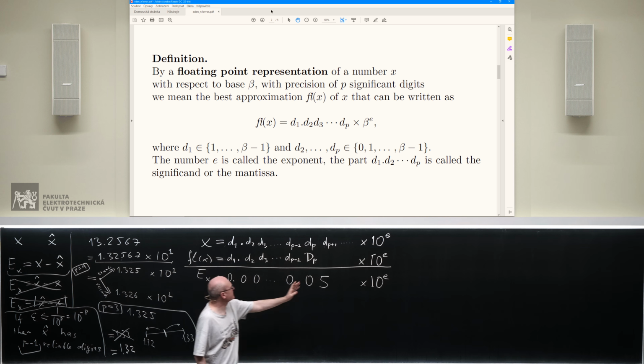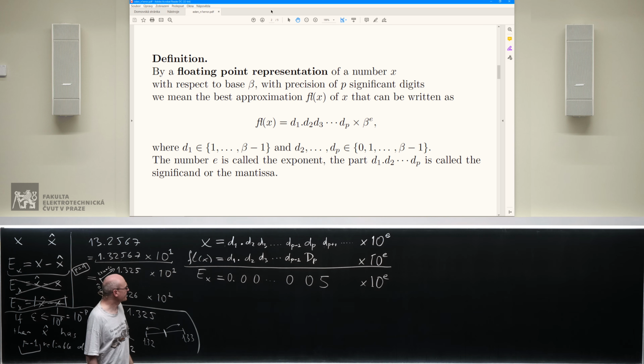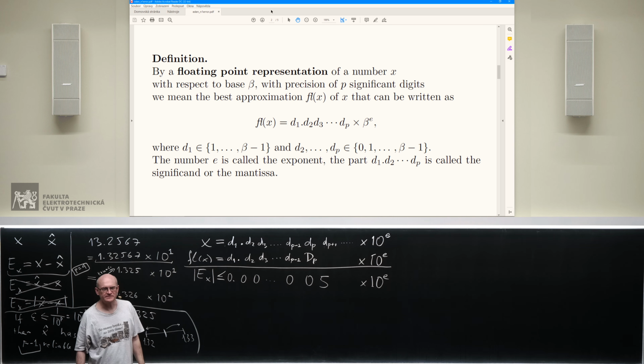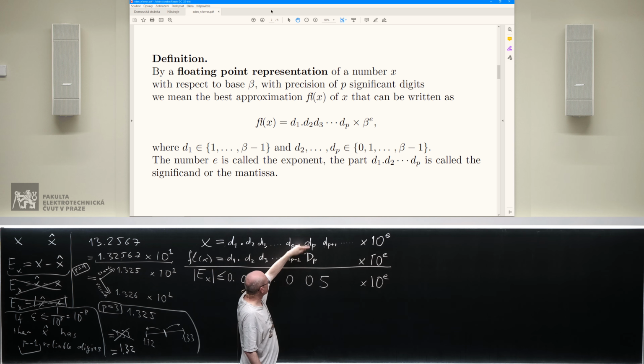And now I shift the decimal dot back. I don't have to look at it intuitively anymore. Or the error could be less. So let me put it this way. That's the case when we are rounding down. What is the error when we are rounding up?